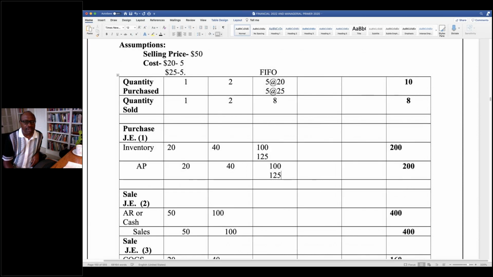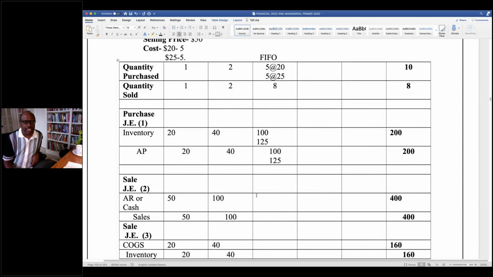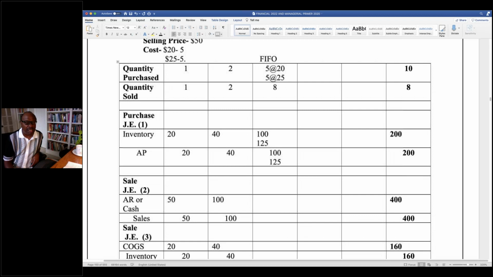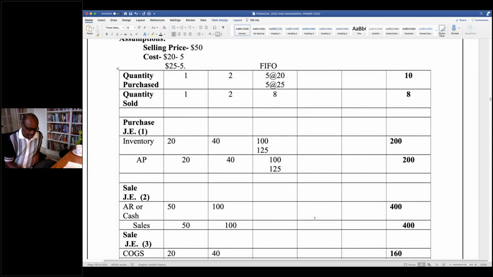Okay, so we make the sale. How many did we sell? 8, right? How much money do we get when we sell the 8? Can y'all sell 8 pairs of shoes at $50 each? So that's $400.